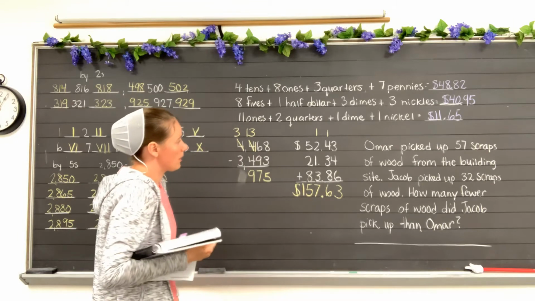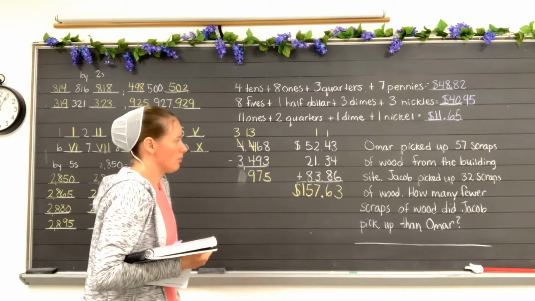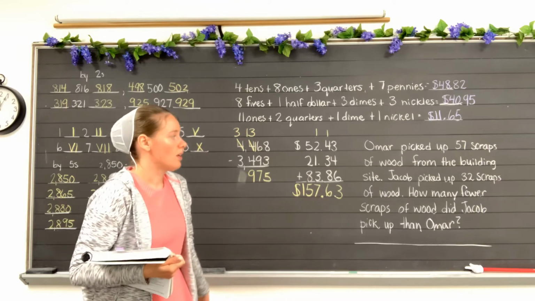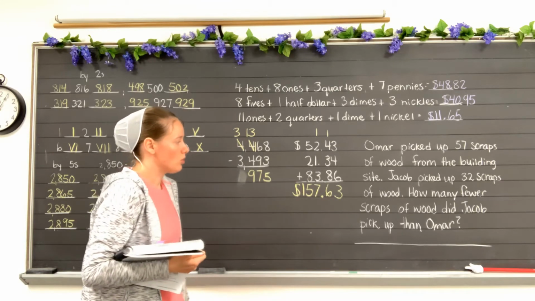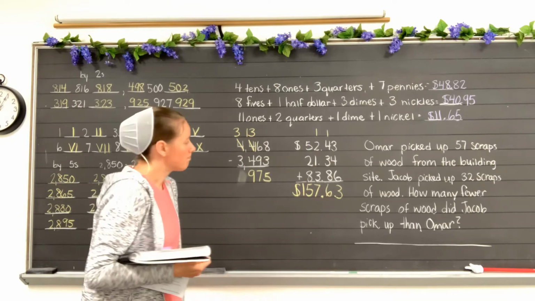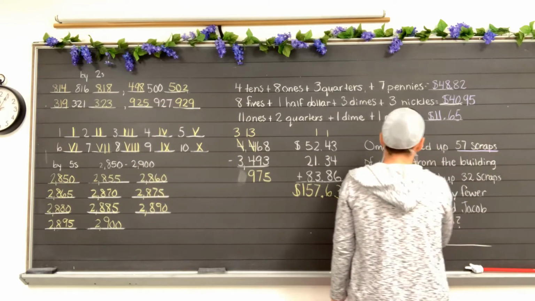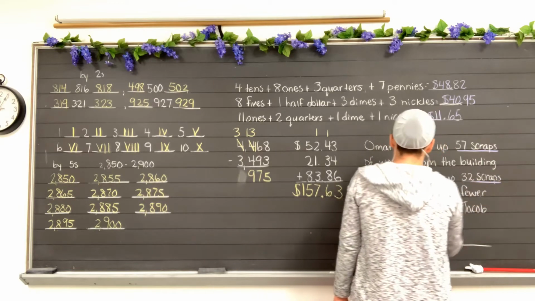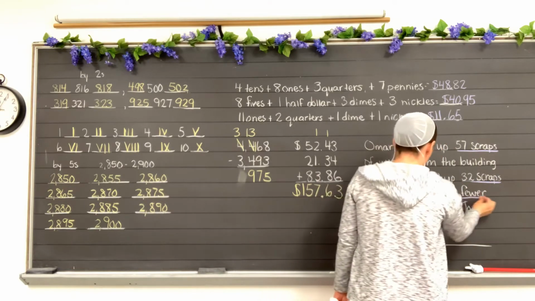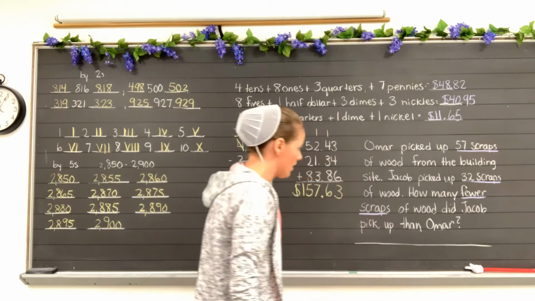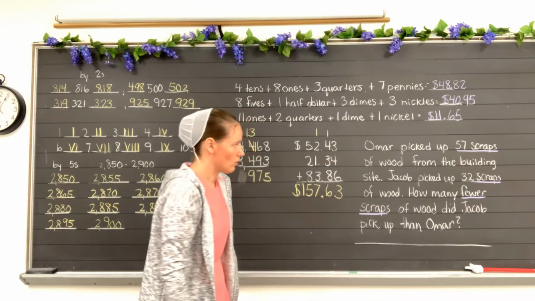So we have Omer picked up 57 scraps of wood from the building site. Jacob picked up 32 scraps of wood. How many fewer scraps of wood did Jacob pick up than Omer? Okay, so we have 57 scraps, 32 scraps, fewer scraps, and yeah, that should do everything.